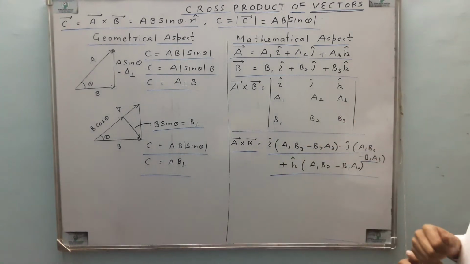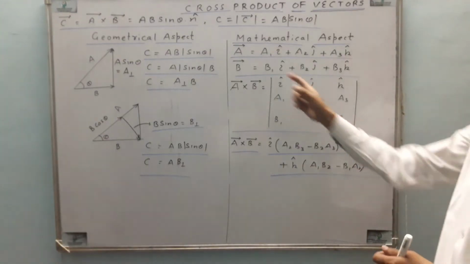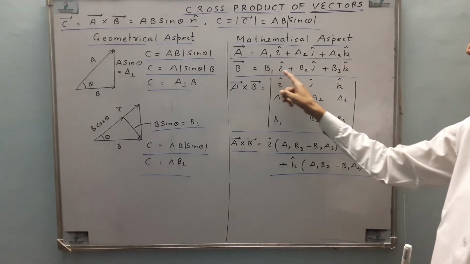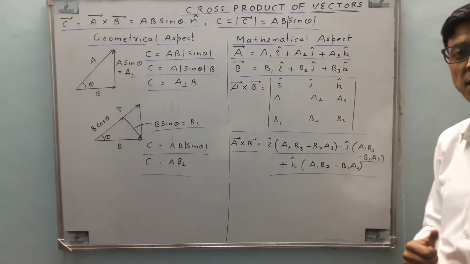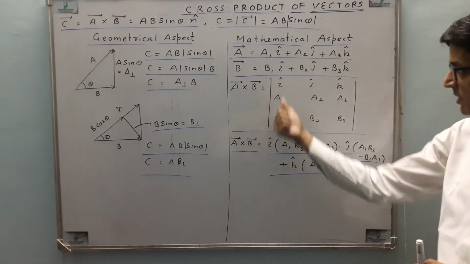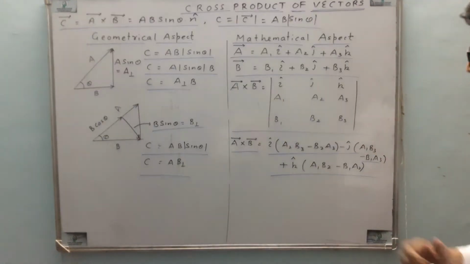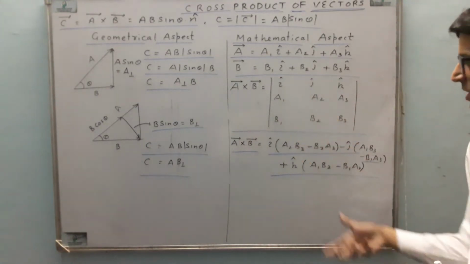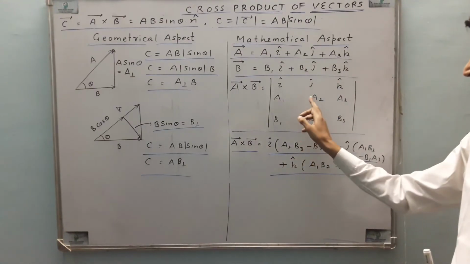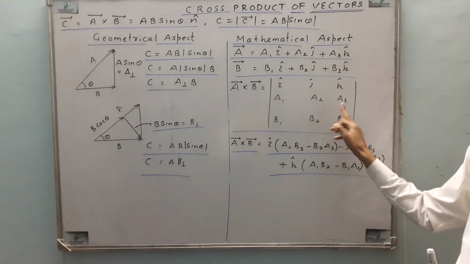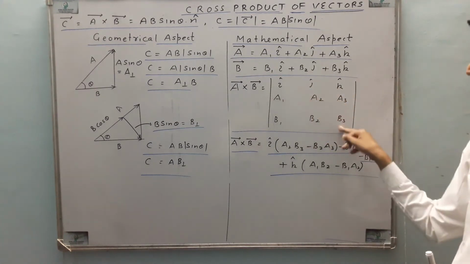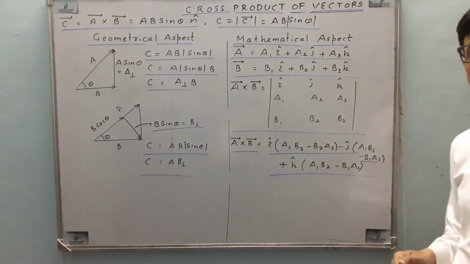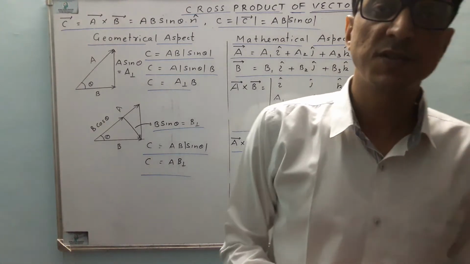Let's take the example of the mathematical aspect. Suppose vector A is a1 i cap plus a2 j cap plus a3 k cap. Vector B is b1 i cap plus b2 j cap plus b3 k cap. So A cross B can be written in terms of the determinant: i, j, k, a1, a2, a3, b1, b2, b3. And you know that the determinant can be opened as i cap (a2 b3 minus b2 a3) minus j cap (a1 b3 minus b1 a3) plus k cap (a1 b2 minus b1 a2). So in this way you can solve your questions quickly.